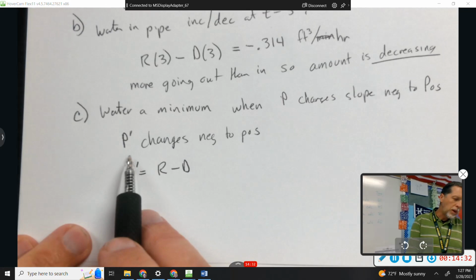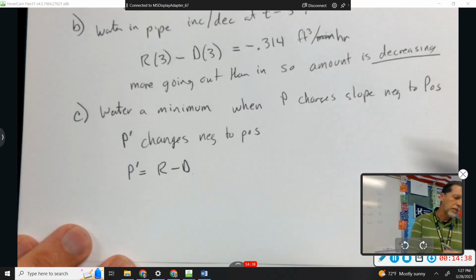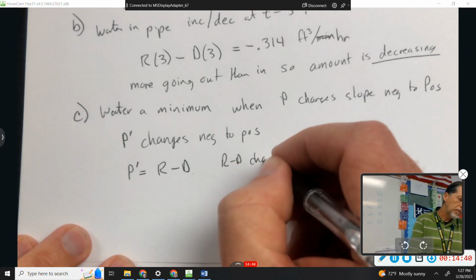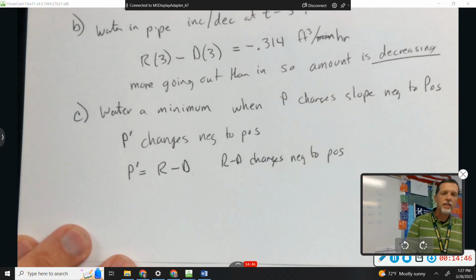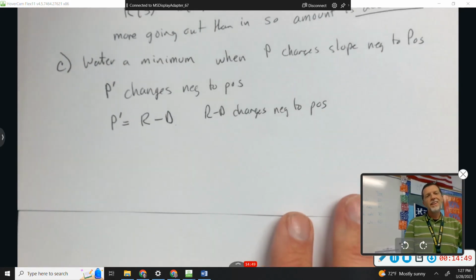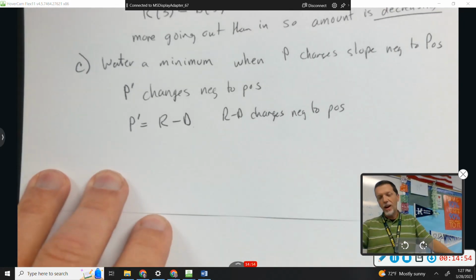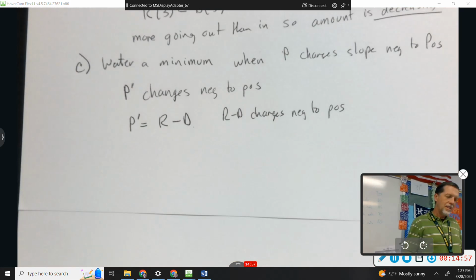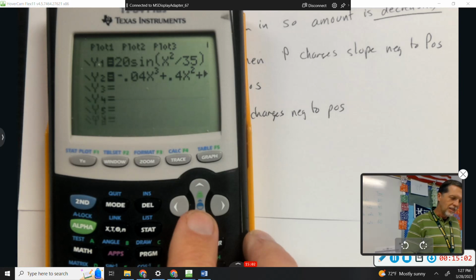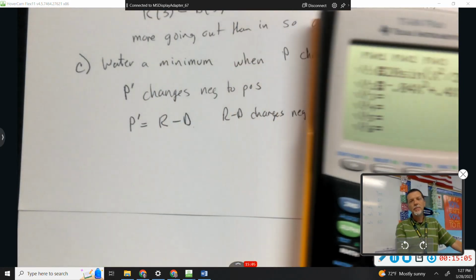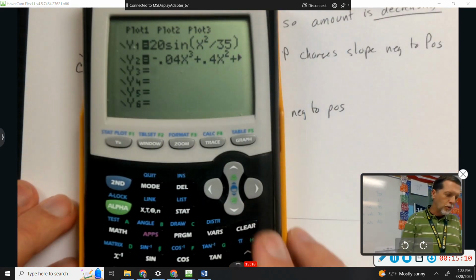So I want to know when P prime changes negative to positive. So I want to know when R minus D changes negative to positive. So how could I do that? D is bigger when... integral... There's an even better way than that. Look at the graph. The graph of what? R and D? Even better than that. Just look at the graph of R minus D. Why make this stuff more complicated? Let's do a graph of R minus D.